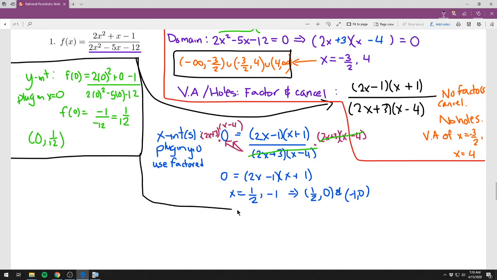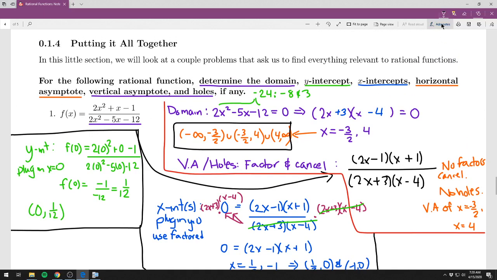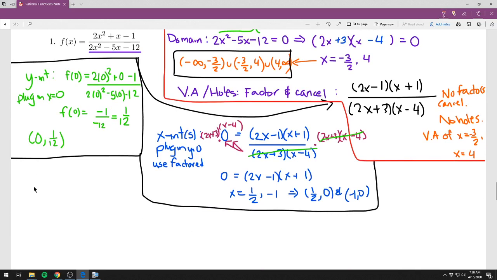So x-intercepts, you can really see a lot when you figure out the domain. You actually do a lot of the setup for everything. Because really outside of that, all we've done is plug in 0 to get the y-intercept. The last thing we want to figure out is the horizontal asymptote, and this is very quick. You just got to remember the rules.